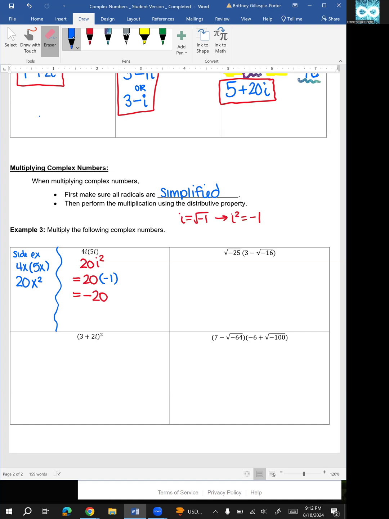Sometimes your answers will be a complex number with both real and imaginary parts. So you can have an i at the end, or it could just be a real part or even just an imaginary part.